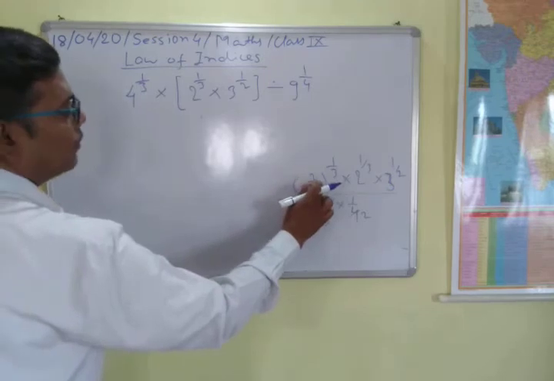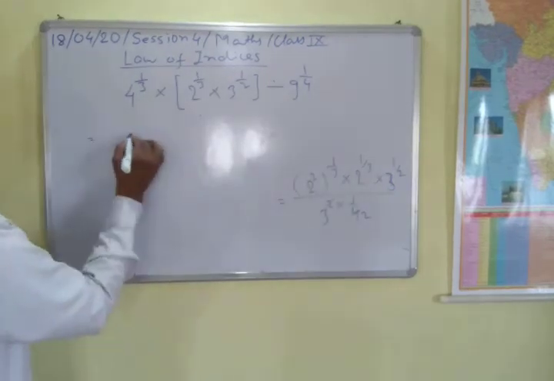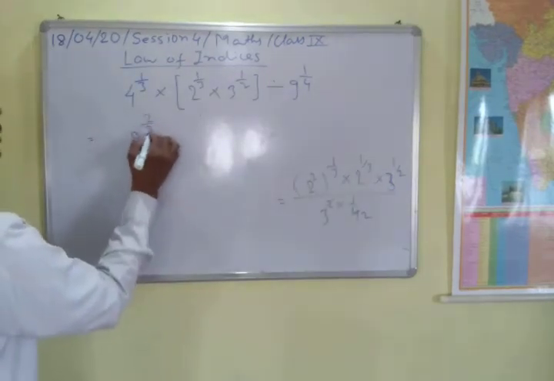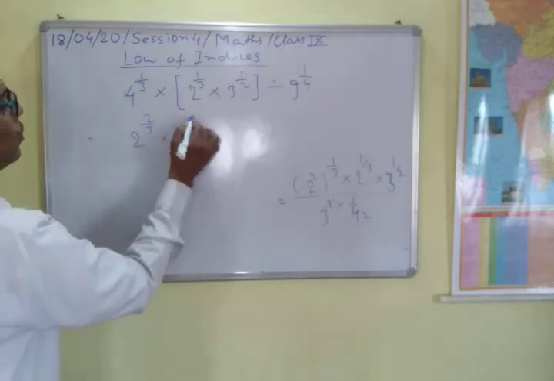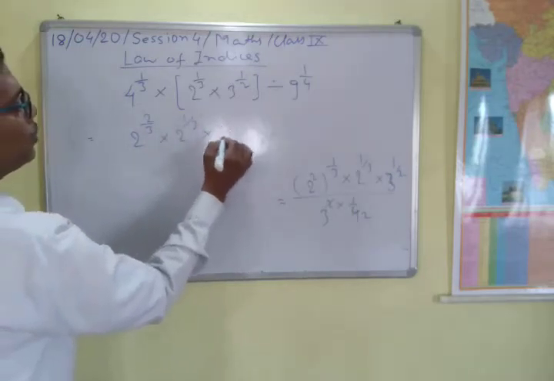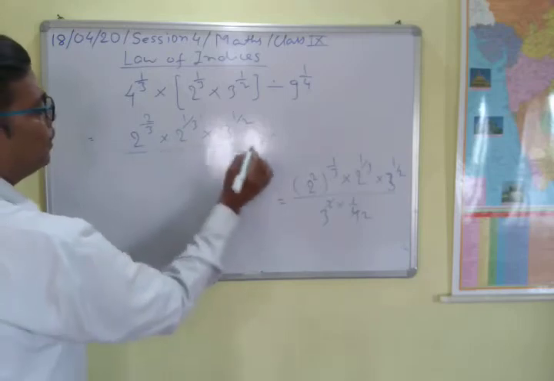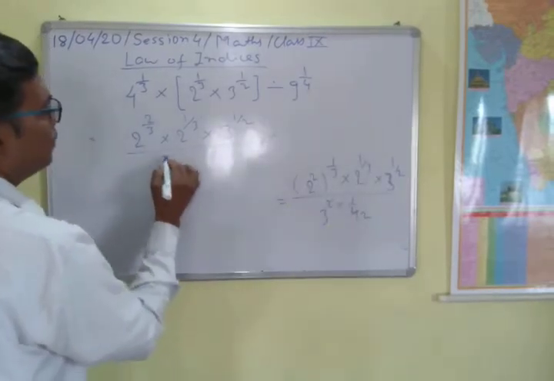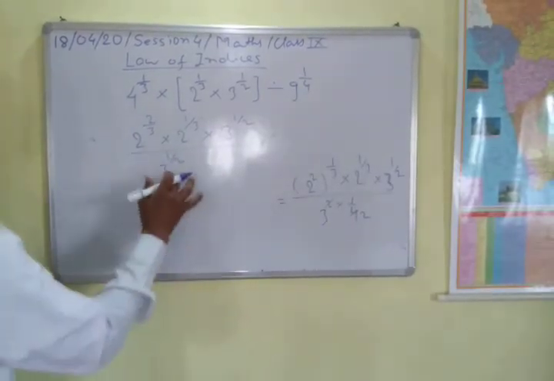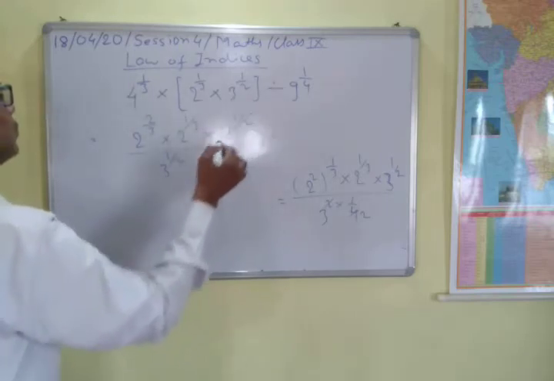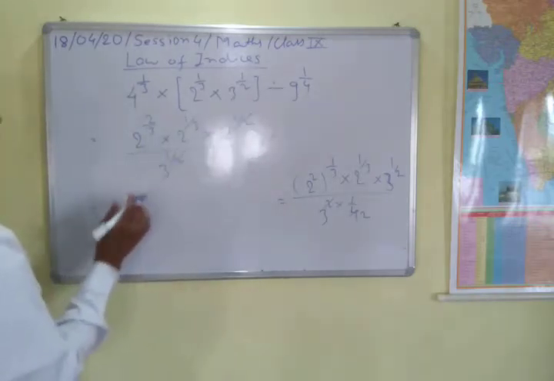Now here this power will be multiplied, so it will be 2 to the power 2 by 3 into 2 to the power 1 by 3 into 3 to the power 1 by 2, and here it will be 3 to the power 1 by 2. Now this and this are equal, so we can cancel it. Then what is left is this.